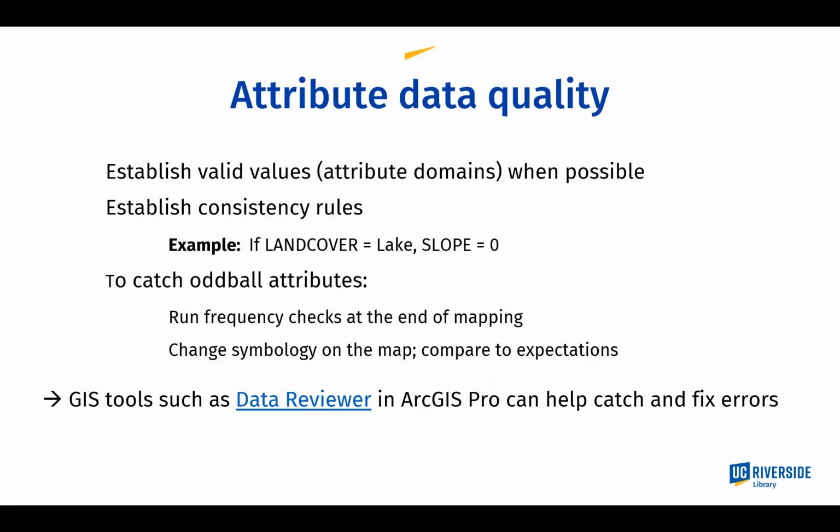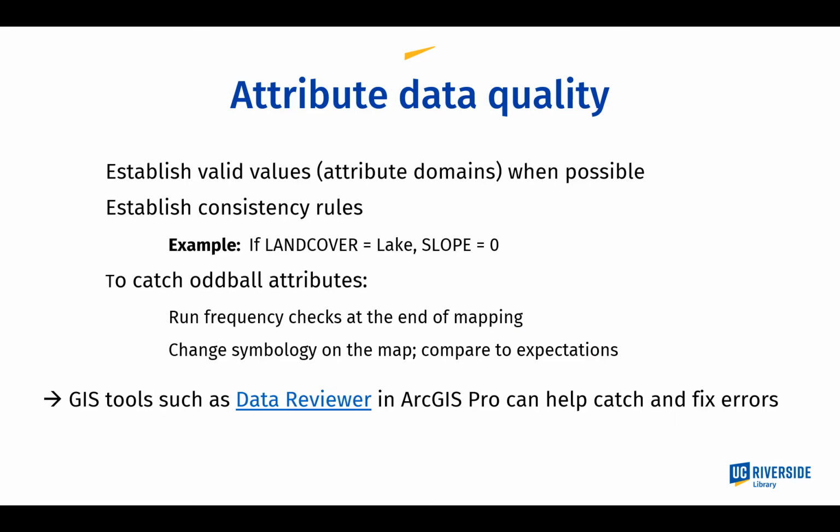So what can we do to get these sorts of things resolved? Well, for attribute data quality, what you can do is establish valid values, or what's called attribute domains, when that's possible. So maybe you have just 7 categories and the codes or the attributes would be the numbers 1 through 7. Then you see somebody has typed a 9. The computer would flag that as, that's not possible, better fix this, that kind of thing.